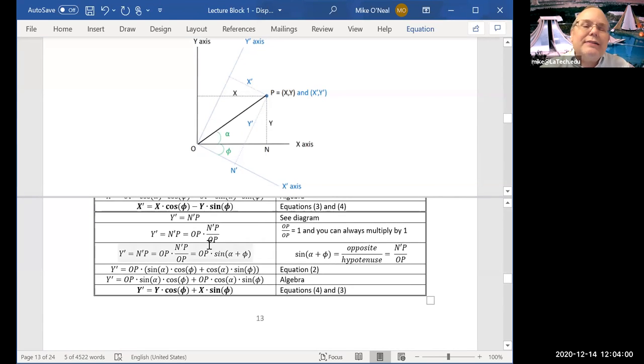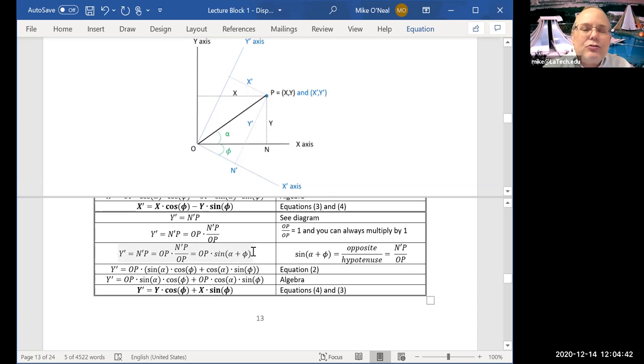So we got our x, let's do our y. It's exactly the same sort of thing. What is y prime? Y prime is n prime p. I can multiply it times OP and divide it by OP, and I get OP times n prime p over OP, but this is the opposite over the hypotenuse. For this combined angle, alpha plus phi, it's the opposite, all right? In this right triangle, it's the opposite over the hypotenuse, and that gives you sine of alpha plus phi, OP times sine of alpha plus phi.